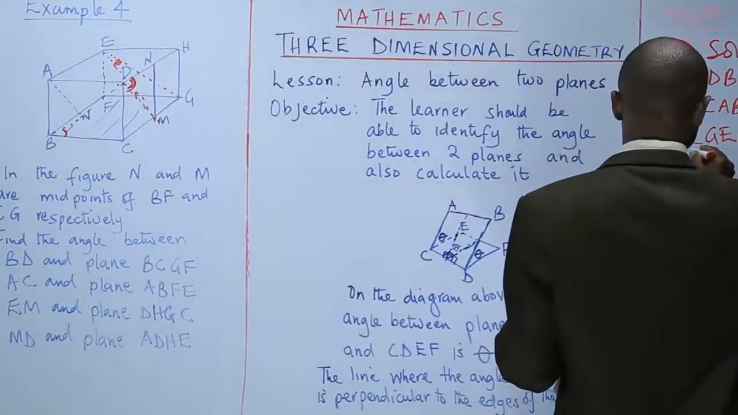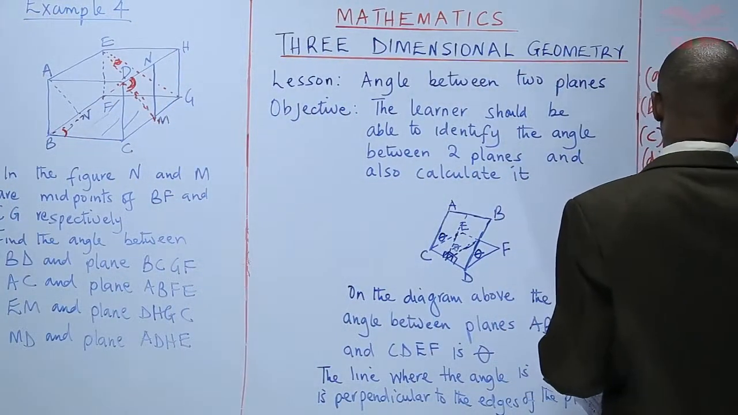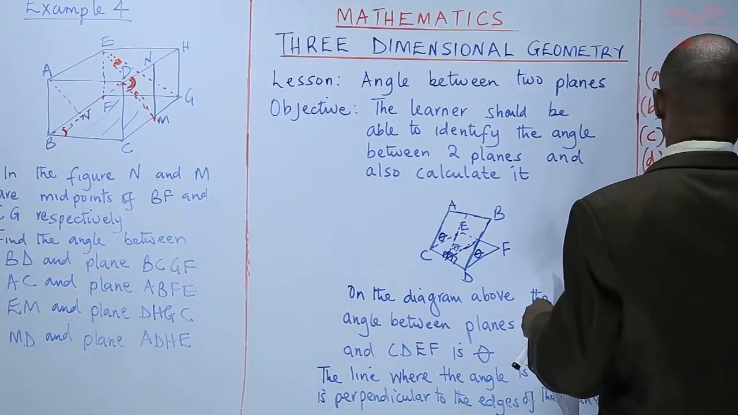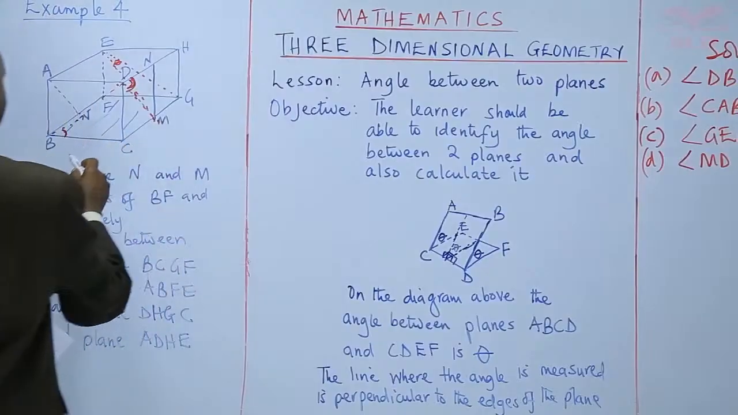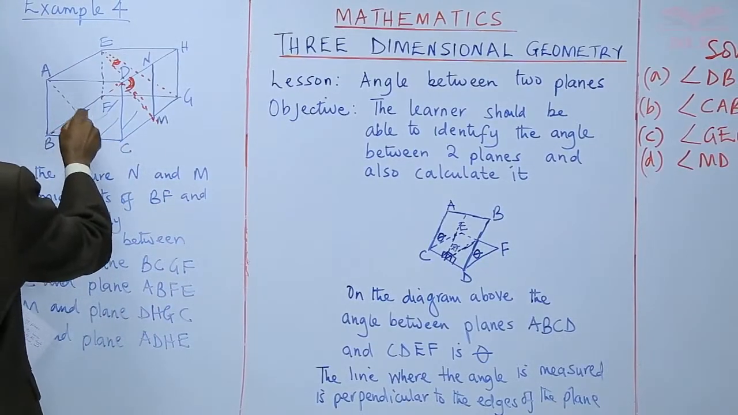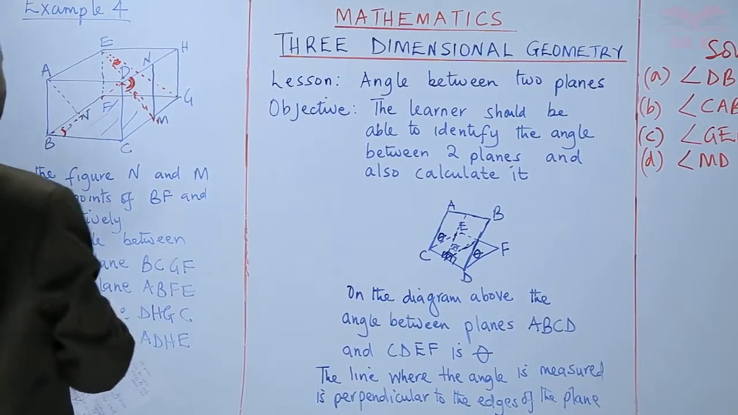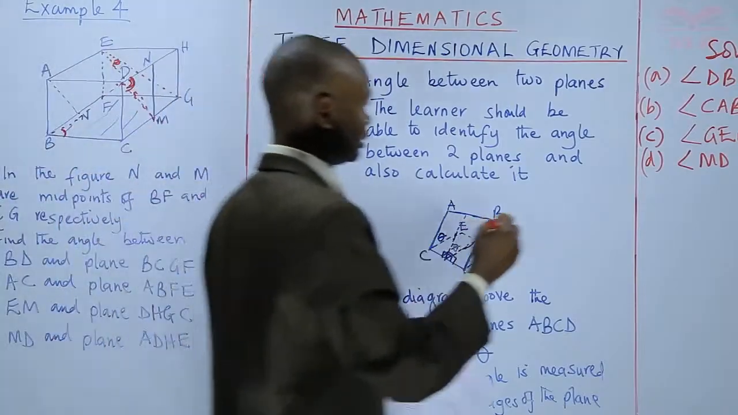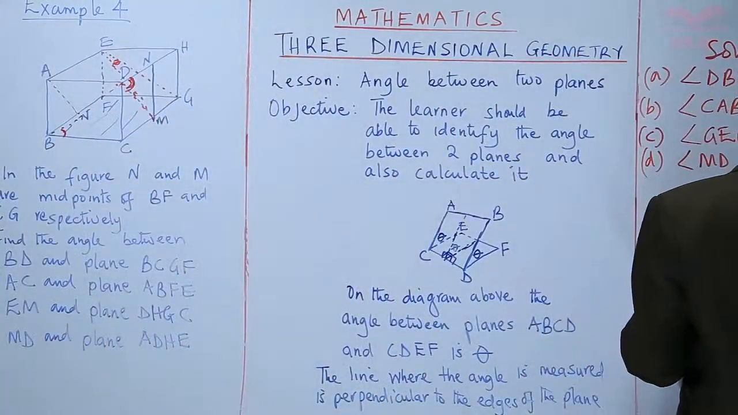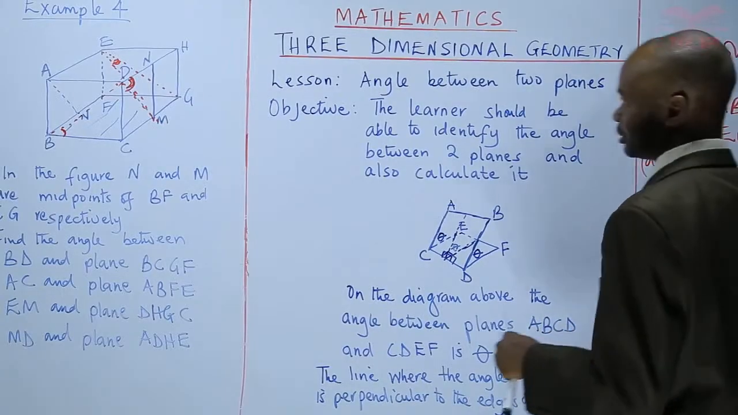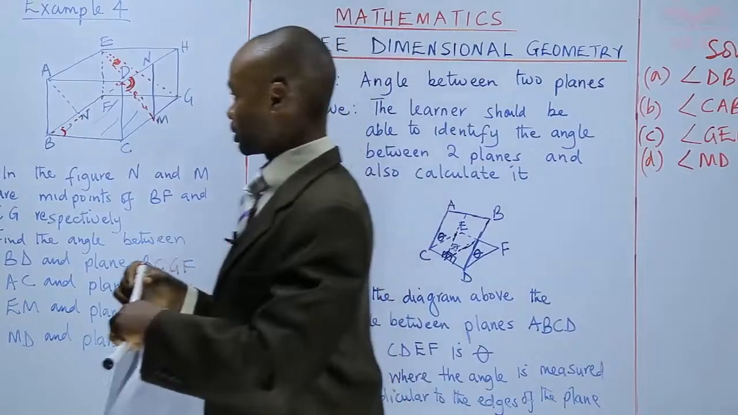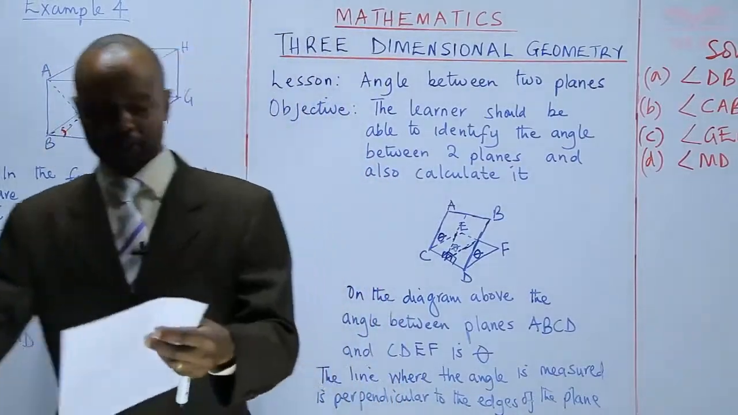Angle MDH. It can also be the same angle as NAE, or angle MNE. So having looked at that, we shall look at a numerical example, example 2.